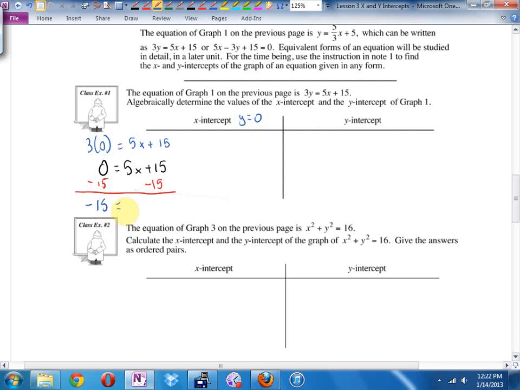On the right-hand side, the 5x drops down like a domino. And then I have positive 15 take away 15. What's positive 15 take away 15? 0. That was the whole point.